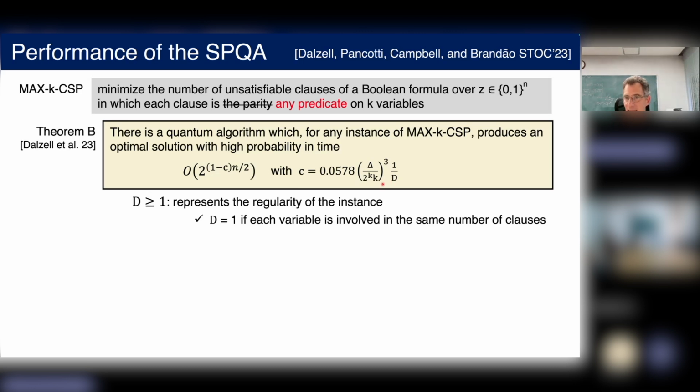The first one, D, is the regularity of the instance. Okay. So you have D equal 1 when every variable is involved in the same number of clauses. And if this is not the case, if there are a lot of irregularities, say one variable involved in many clauses, then D will be much smaller.